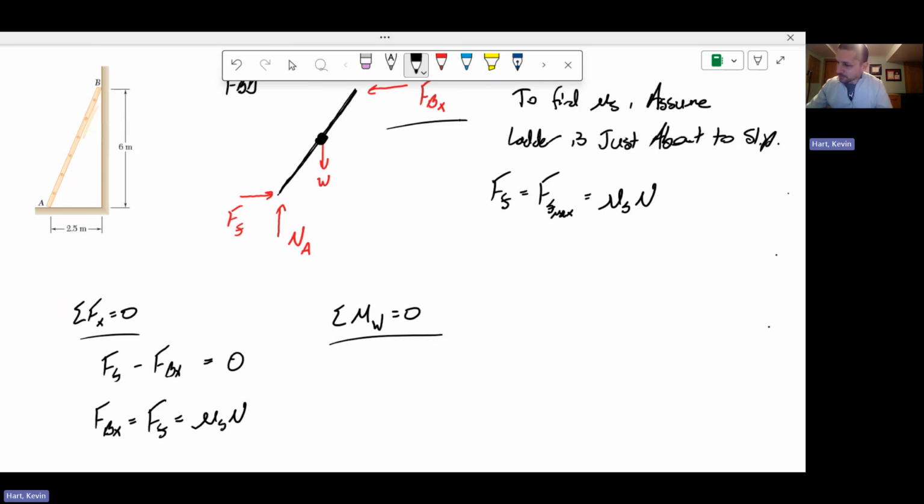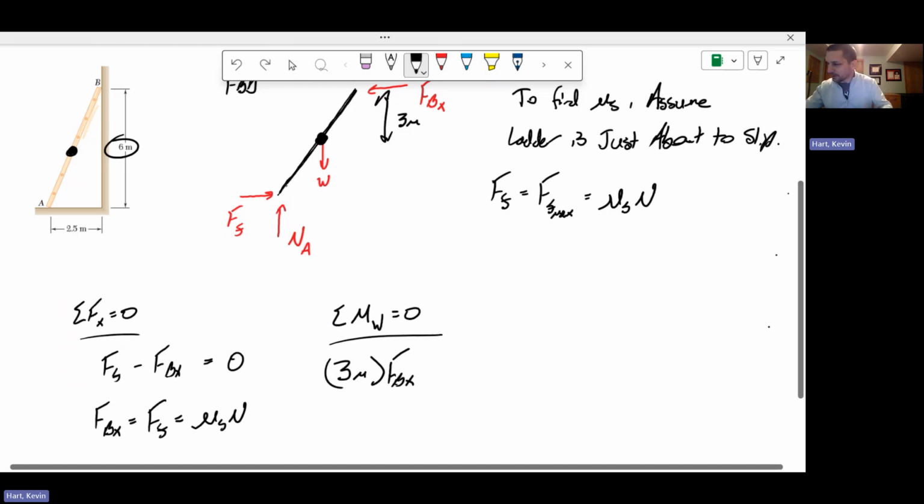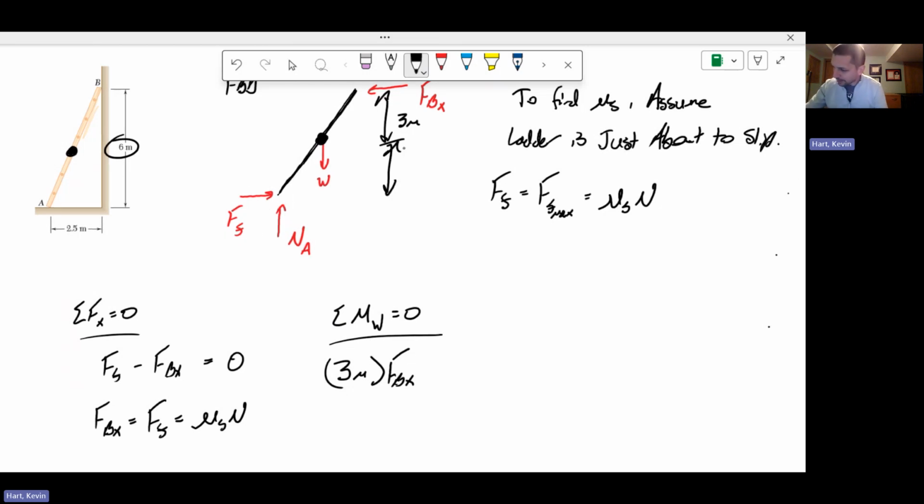All right, we have some contribution from FBX, and we have dimensions in this problem. This ladder is 6 meters tall. So if the weight's right in the middle, we know that we have 3 meters to FBX. All right, so we have a positive contribution. So 3 meters times FBX. That's the contribution from that guy. I have a contribution from the friction force. Again, I'm 3 meters from the line of action of the friction force. So again, a positive contribution.